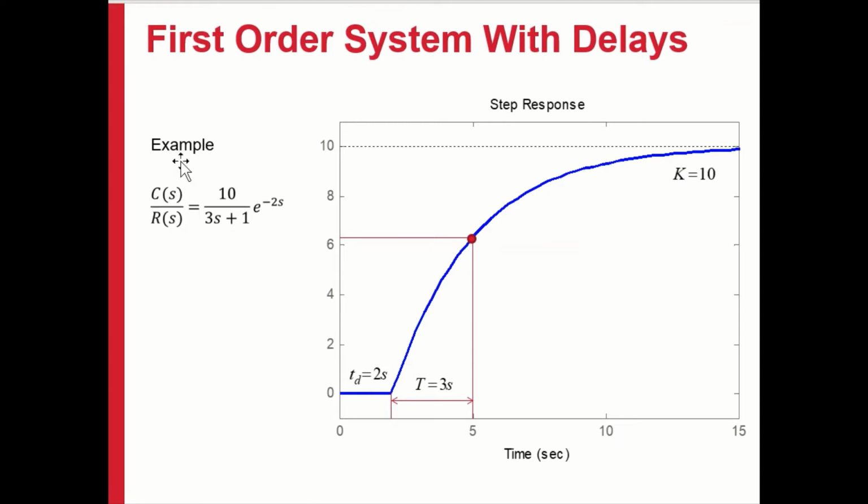Here's an example, a little transfer function: 10 over 3s plus 1, e to the minus 2s. So the delay would be 2 seconds. It takes 2 seconds before anything happens. K is 10, so it's going to go to 10. From there to there is 10. If we take 0.63 of 10, that is 6.3, so go to a line from where it starts to go up to this point here, and that gives us TP. That should have been TP there, shouldn't it? So that's a way of getting at our K, TP and TD.